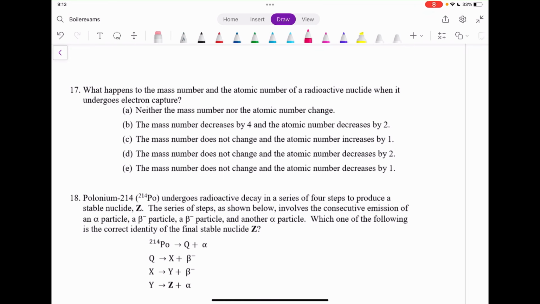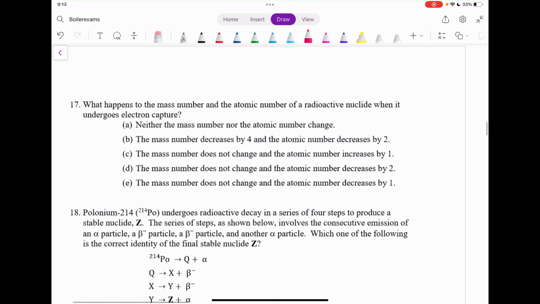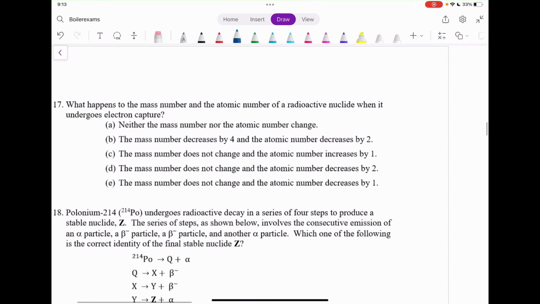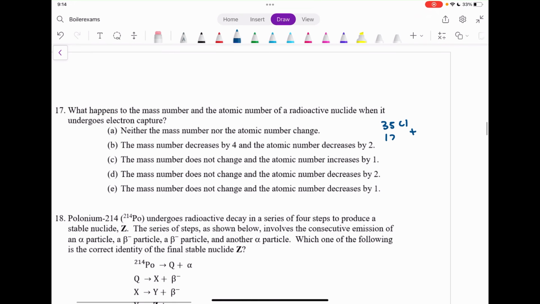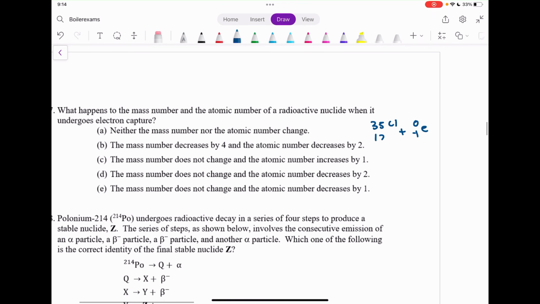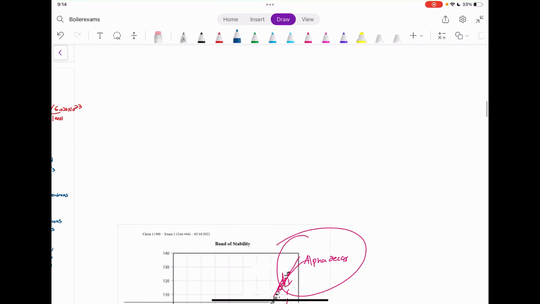17. What happens to the mass number and the atomic number of a radioactive nuclide when it undergoes electron capture? Well, let's just take a look at an example. Let's do chlorine 35. And what are we doing? We're capturing an electron. An electron has a mass number of 0 and a charge of -1. If we do this, what will we get? We'll get 16. What's still left of chlorine? Sulfur.